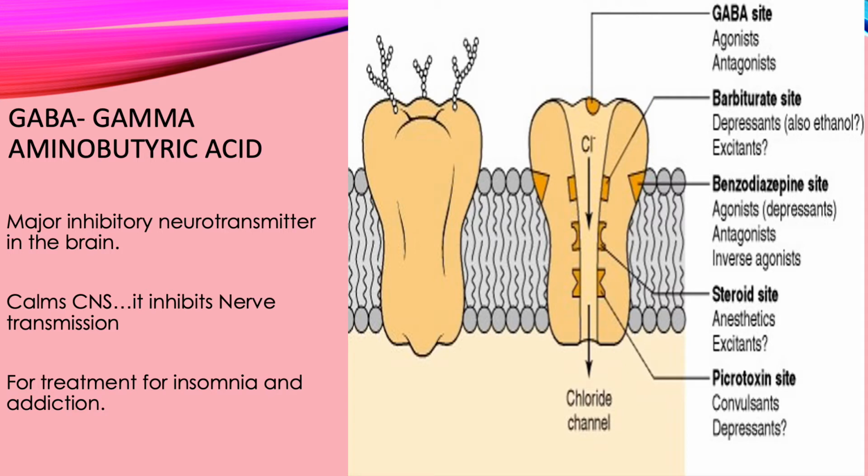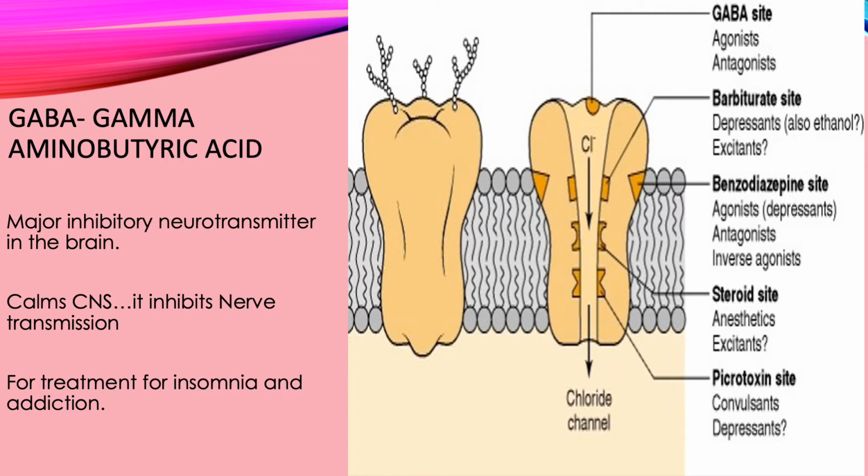Gamma aminobutyric acid is a major inhibitory neurotransmitter in the brain. It produces calmness of our central nervous system because it inhibits nerve transmission. It is useful for the treatment of insomnia and addiction. So our GABA receptor, the one responsible for the release of our neurotransmitter, looks like this. And it has different sites.